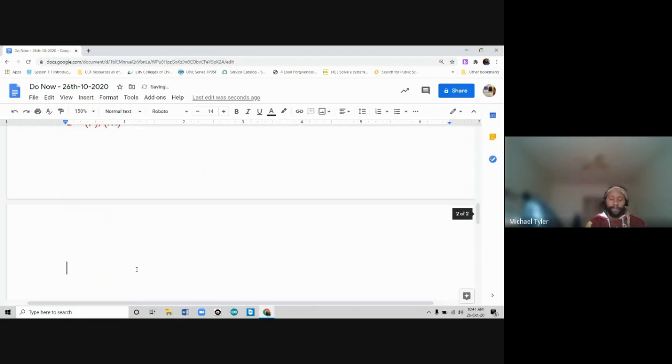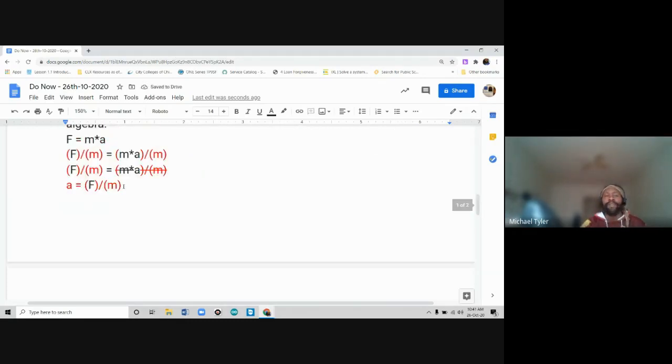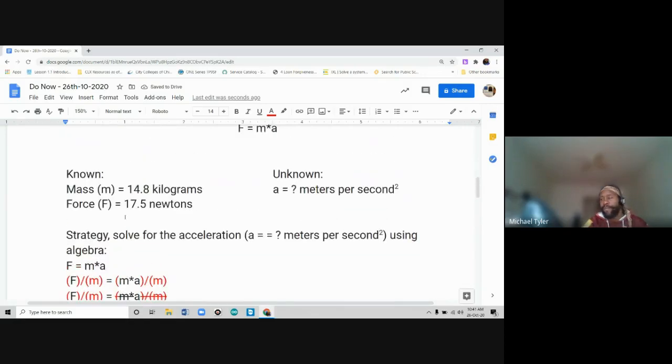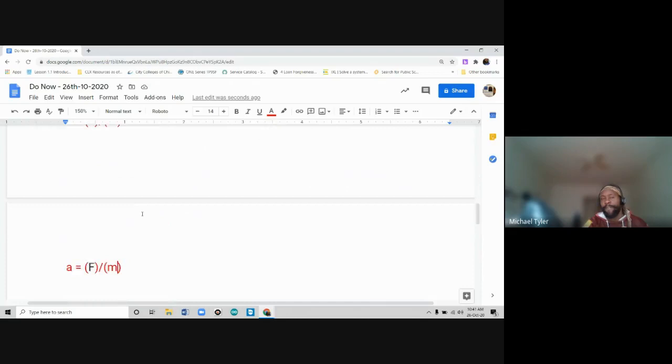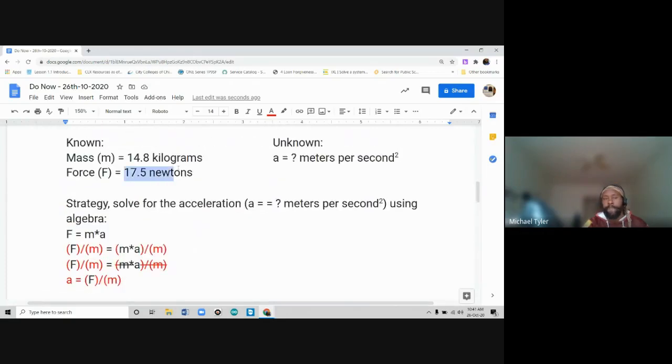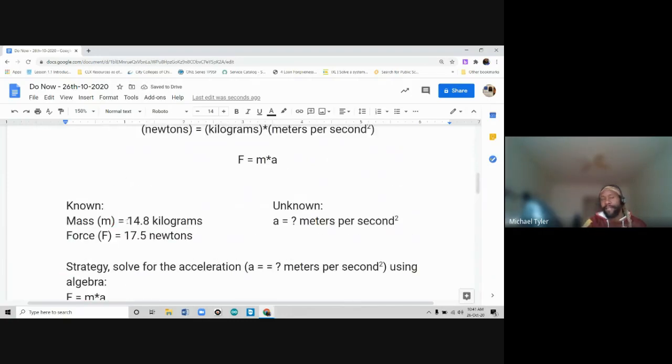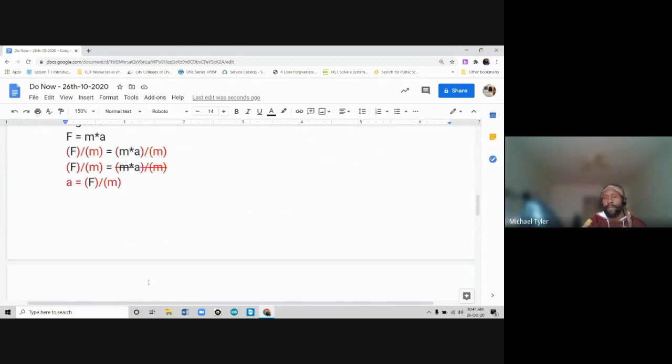All right, so look. Now we're at the point where we can put the numbers into our equation. I just copied it. And where do we get these numbers from? Well, that's why we set up our known and unknown values. So our force was 17.5 newtons. We're just going to take that from our known values we typed up a while ago, copy it, and put it there. What's next? The M stands for mass, right? So that's 14.8 kilograms. Copy that. I'll put that here.